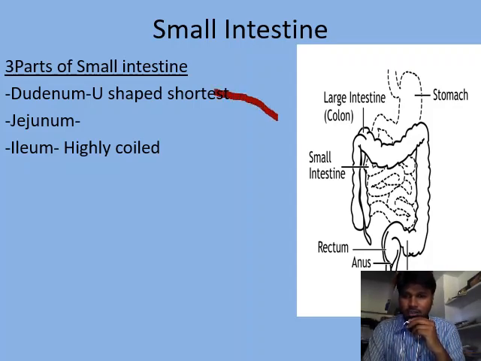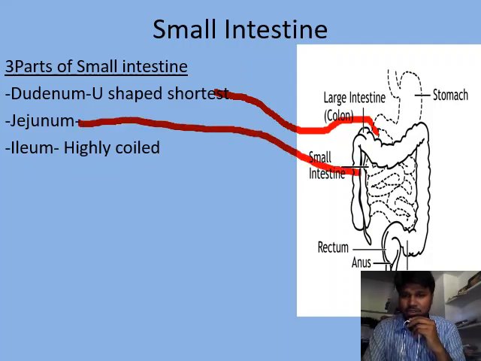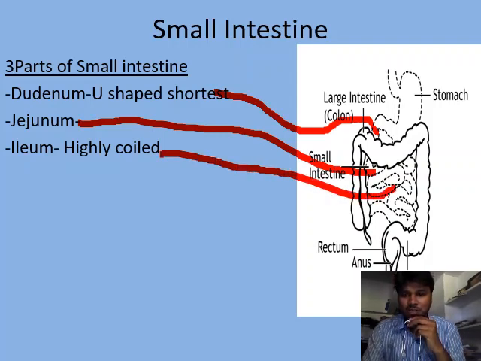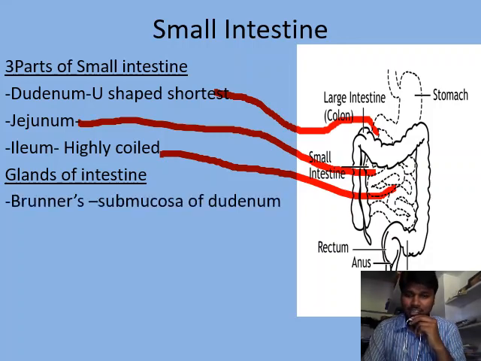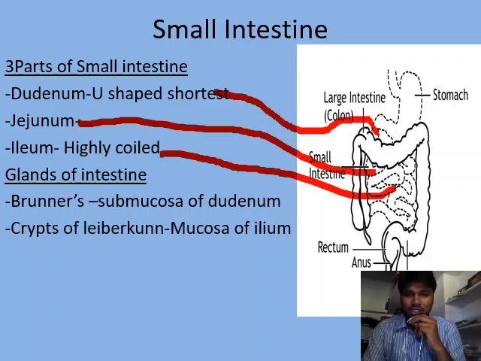Duodenum is the shortest part, which is the immediate opening from the stomach. Okay, and the next part is called jejunum, a little longer than the duodenum, and the highly coiled, long, tubular, folded structure is called ileum. This is the ileum, and there are glands in the intestine. These glands are called intestinal glands. There are 2 types of glands here, the Brunner glands and crypts of Lieberkühn. Location is also given here. Brunner's glands are located in the submucosa of duodenum.